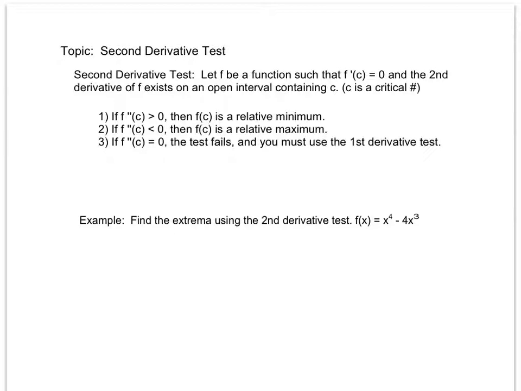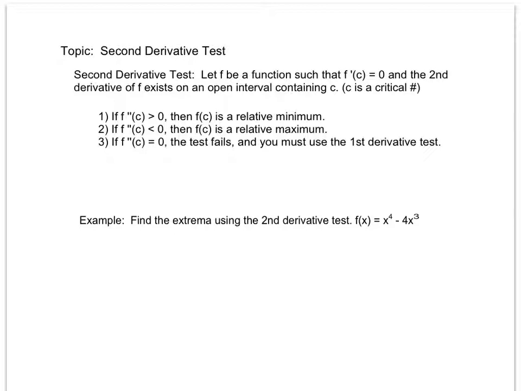We've also looked at concavity and said that if my second derivative is greater than 0, then I must be concave up, and therefore my tangent line is below my function. And if my second derivative is less than 0, I must be concave down, and therefore my tangent line is above my function. If we put those concepts together, we get what we call the second derivative test.